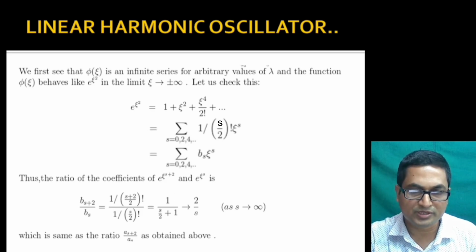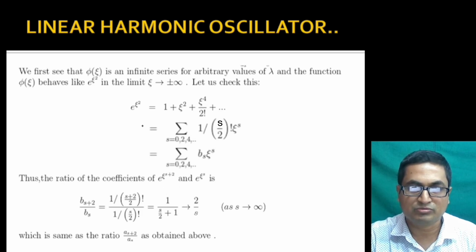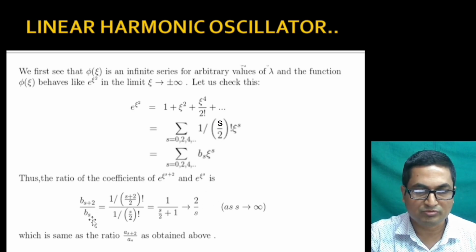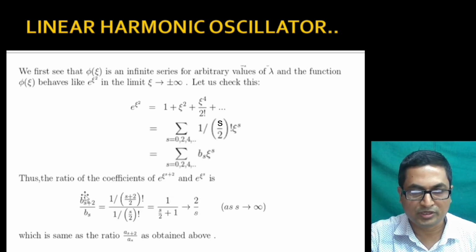Now this coefficient b_s can be found like this, and the coefficients are those of xi to the power s plus 2 and xi to the power s, so we get this kind of relation. So b_(s+2) divided by b_s is equal to 1 divided by (s by 2 plus 1). This is the relation for the ratio between the coefficients in the series expansion of e to the power xi squared.